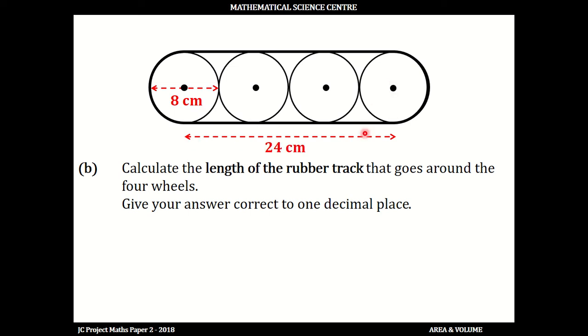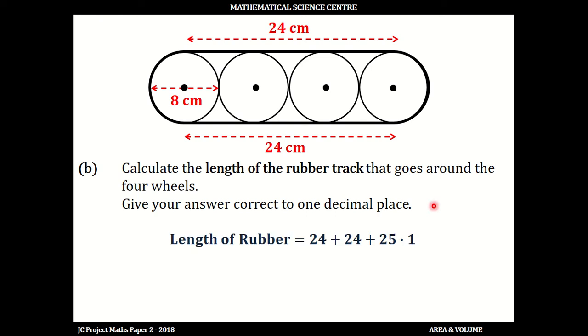Now, if that's 24, what's this length here? So from here to here, that would be 24 also. So the amount of rubber that's used is, this base length is 24, this height up here is 24, and what about these two semicircular ends? What do they both add to? 25.1. That's what we've done on part A.